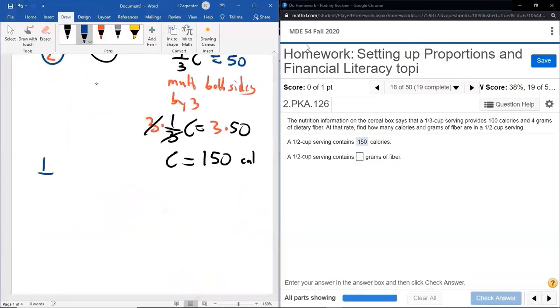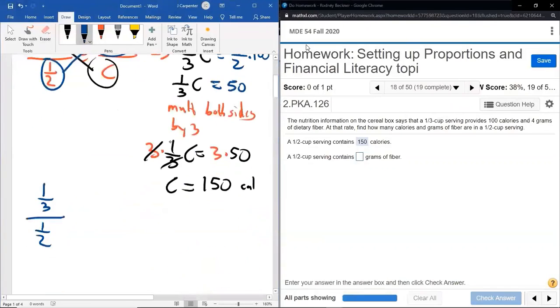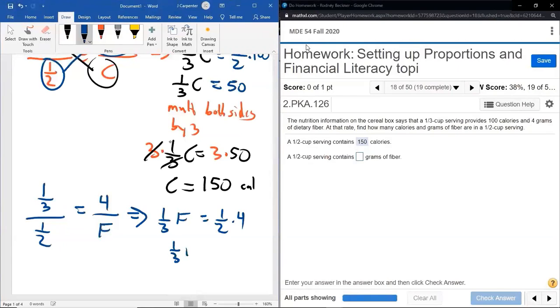So we'll go 1/3 over 1/2, that was the left side, 1/3 over 1/2 equals 4 over F. I'm going to go a little quicker through this one. So cross multiplying, we'll get the 1/3 times the F, and that'll be equal to the 1/2 times the 4. Half of 4 is 2, so 1/3 F is equal to 2, and then we multiply both sides by 2, right? Question mark, question mark, question mark.